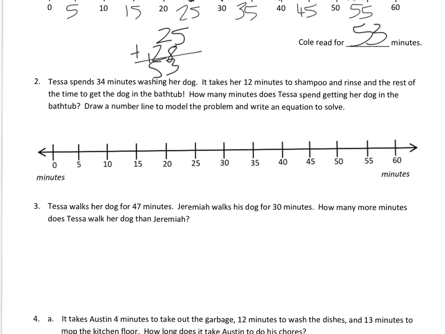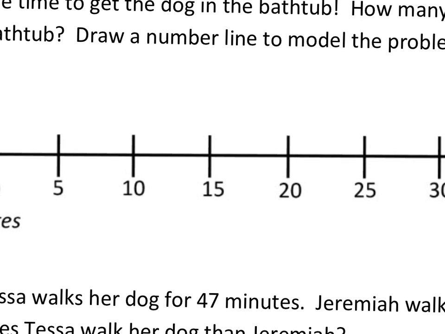So I know that my total amount of time that Tessa spends is 34 minutes. It takes her 12 minutes to shampoo and then the rest of the time to get the dog in the bath. So I know that I'm going to start with my 12 minutes. Where would I find 12 on my number line? 12 is going to come in between 10 and 15. 11, 12, 13, 14. So I'm going to plot my 12 right here.